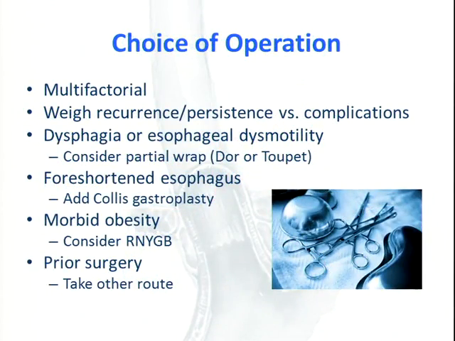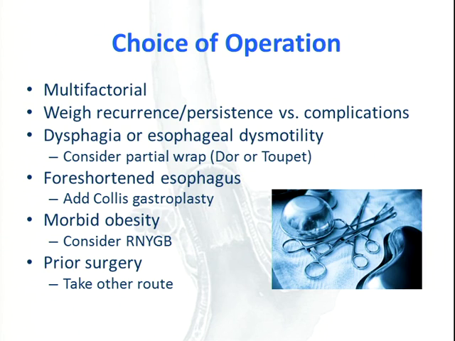All right, so what operation do we offer these patients? Well, it is multifactorial, right? So we have to weigh the patient's comorbidities. What do they want versus their chance, they have a hernia, is it going to recur? What are their chances of complications, right? Is there any underlying dysphagia or esophageal dysmotility? As I alluded to earlier, most of us, I think, would do some sort of partial wrap as opposed to doing a full 360-degree Nissen. Again, the foreshortened or short esophagus, consider adding a Collis.